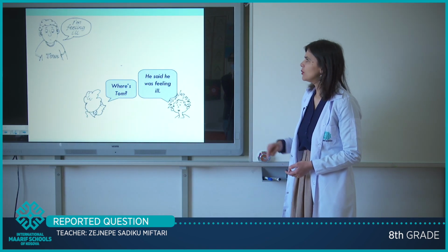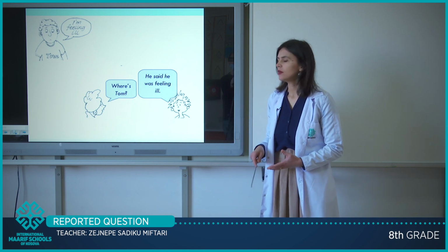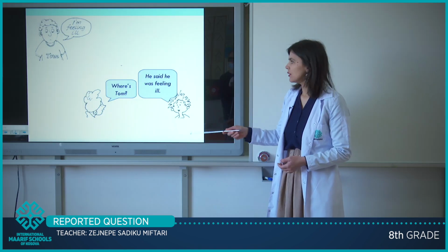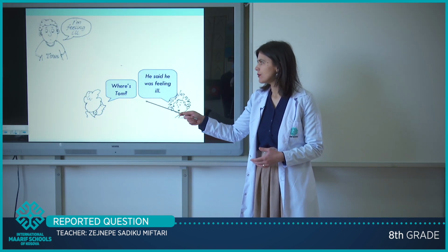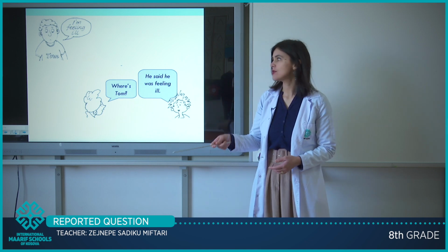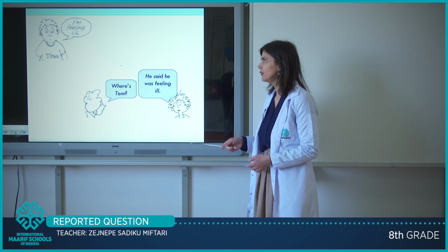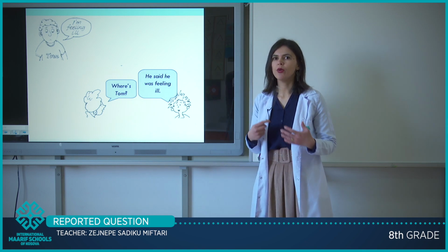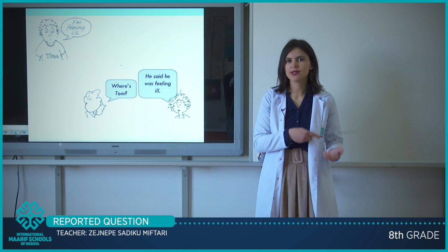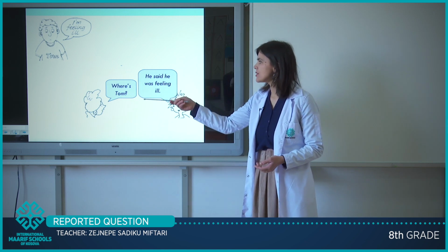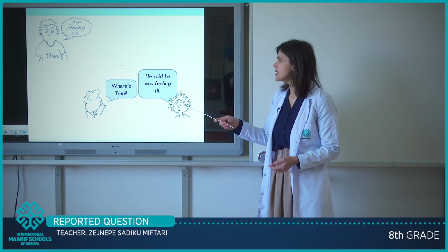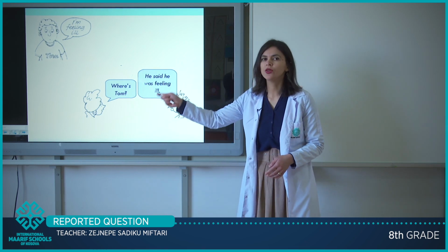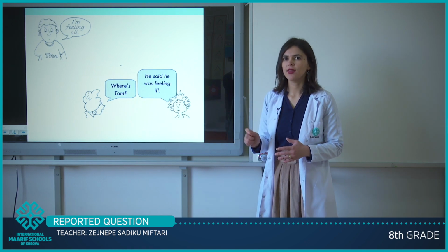Here we have a person who is feeling ill, so he's saying, "I'm feeling ill." Here we have a conversation between two people. "Where is Tom?" And the other one is answering, "He said he was feeling ill." So we use reported speech when we want to talk about something that took place in the past. They had a conversation and now the boy is telling us that he said he was feeling ill. So the boy is talking about Tom and he is reporting the sentence.